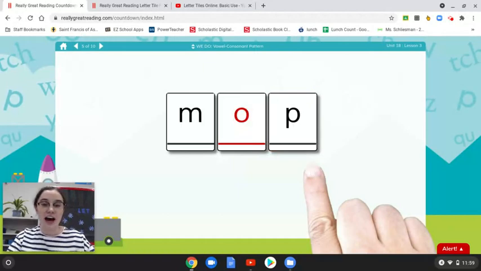Does this word have a vowel in it? It does. What is the name of that vowel? O. Does the O have a consonant letter after it?